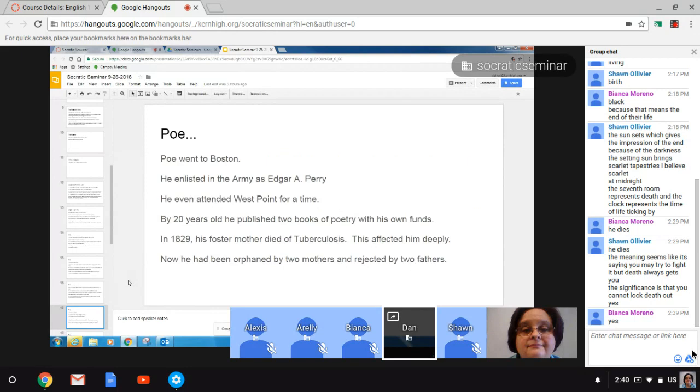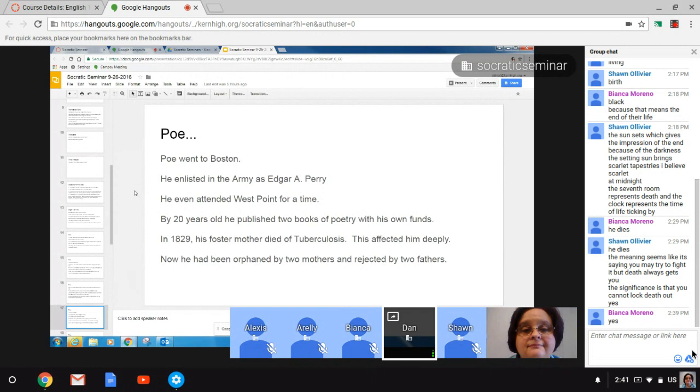Okay, so Poe went to Boston and he enlisted in the army as Edgar A. Perry because he didn't want to go to debtor's prison. And that's why he changed his name from Poe to Perry when he enlisted in the army. He even attended West Point for a time, and by the time he was 20 years old, he published 2 books of poetry with his own money.